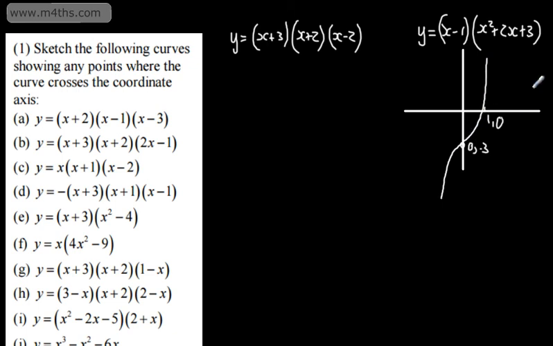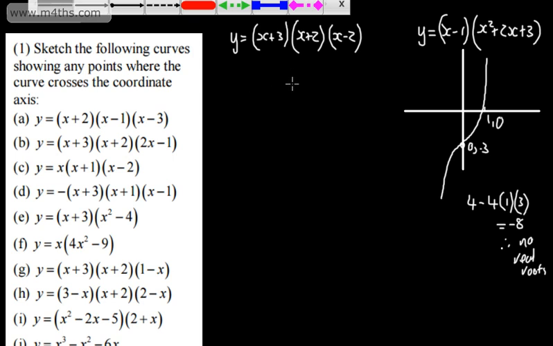Okay, so that's what we'd end up with, because this has no real roots. If you try to factor that, it's not going to factor. If you did b squared minus 4ac, 4 minus 4 times 1 times 3 is going to give us, what's that, -8, therefore no real roots. So with this cubic, we would have only one real root, and that's there. But with this one, it's fine. We've just factored that as a difference of 2 squares.